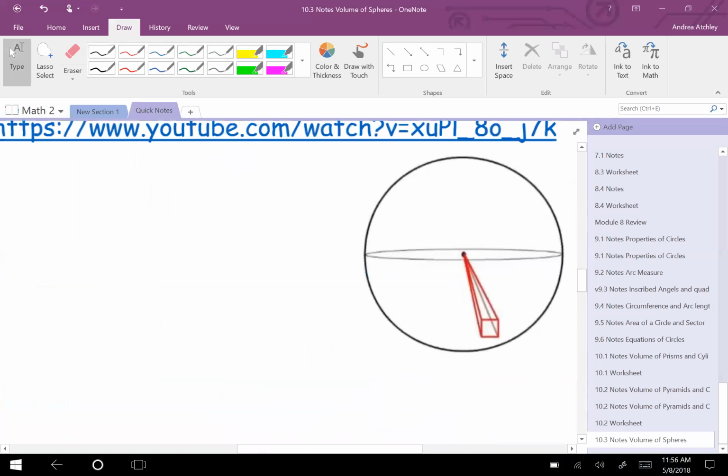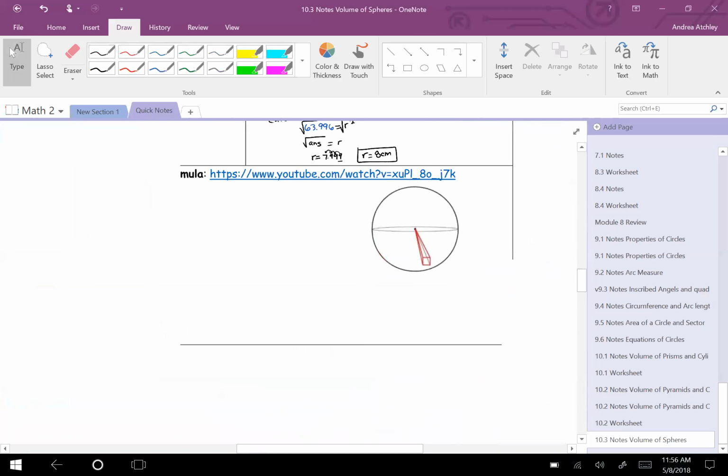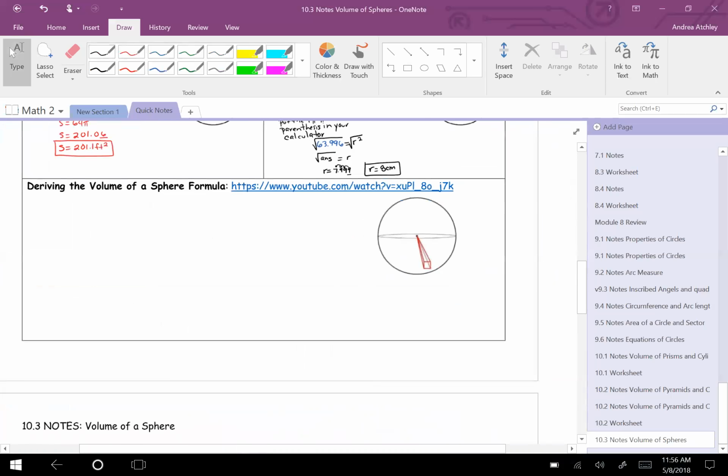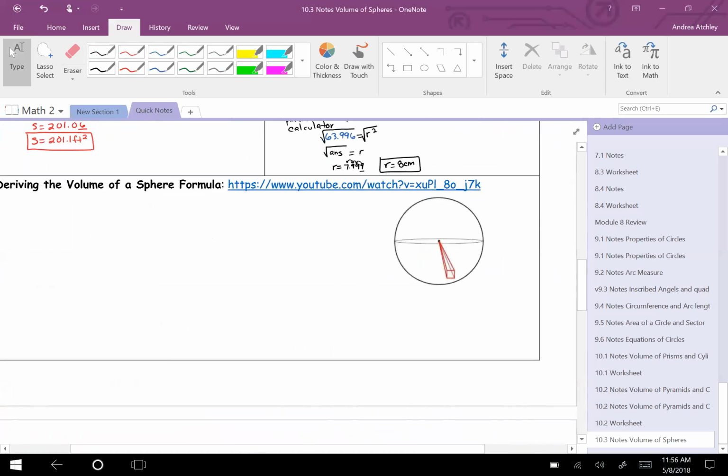Okay, now we get to watch another YouTube video. Super exciting. We want to find the volume of a sphere, and we want to understand why our volume of a sphere is the weird formula that you're going to see.